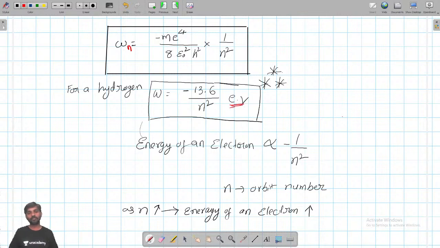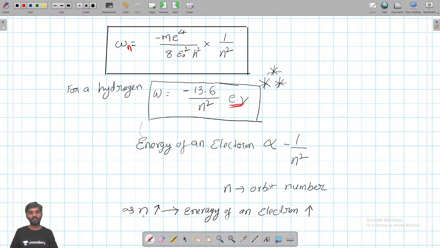Electron volts is a unit. Okay, if you want to convert it into joules, what you will do, sir? Just multiply it by 1.602 into 10 to the power minus 19 joules. The energy of electron is inversely proportional to n square, where n is the orbit number.